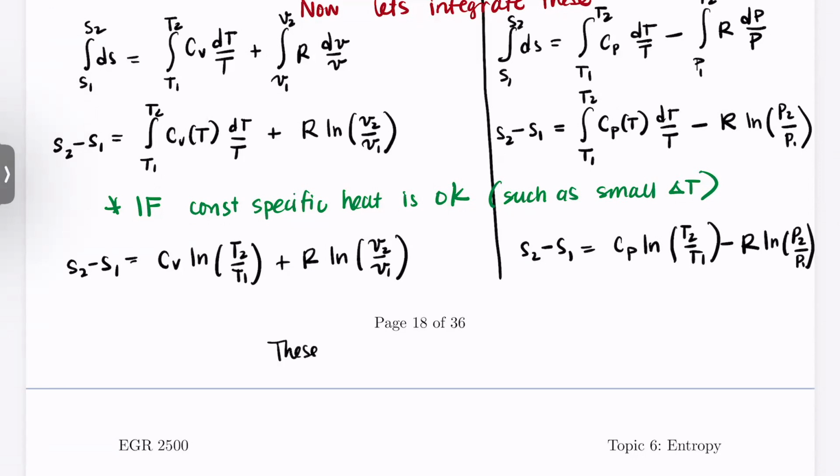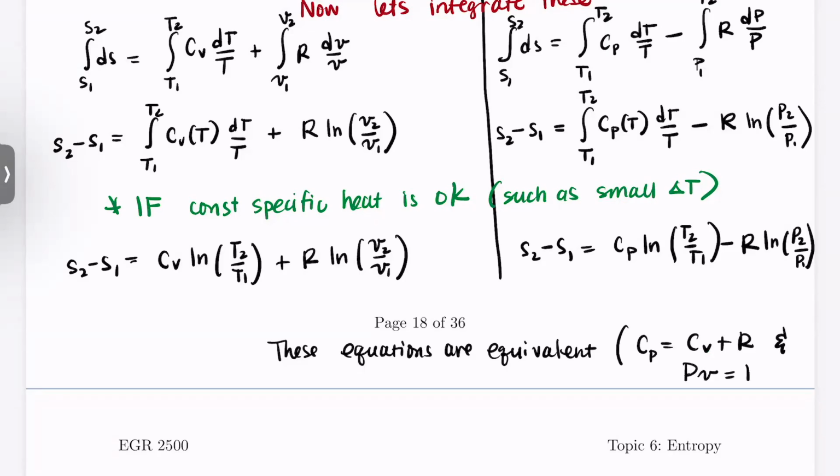So these equations are equivalent. And the equivalency comes because of the fact that Cp is equal to Cv plus R and the ideal gas law, PV equals RT. And the proof is short, but I've kind of run out of space here, so I won't do it, but you can prove this, okay?